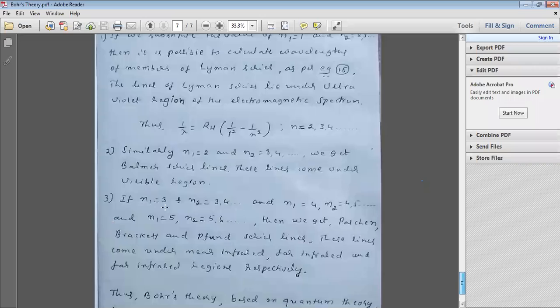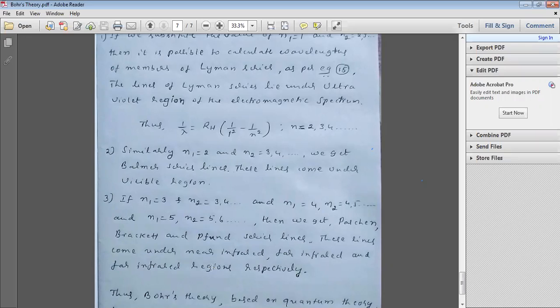If n1 is equal to 3, then n2 has to start from the next value, 4, 5, 6, and so on. Then you are going to get the Paschen series. If you substitute n1 is equal to 4 and n2 is equal to 5, 6, 7, 8, and so on, then you are going to get the Brackett series. If n1 is equal to 5 and n2 is equal to 6, 7, 8, 9, and so on, then you are going to get the Pfund series.